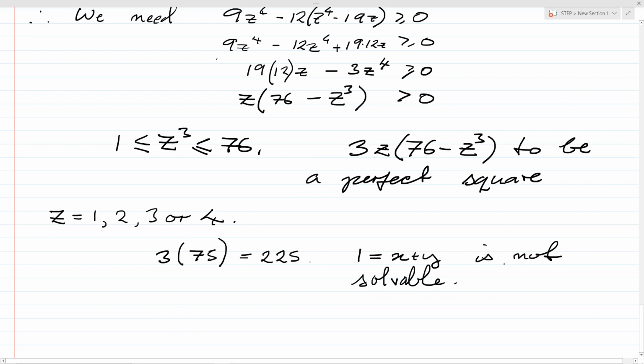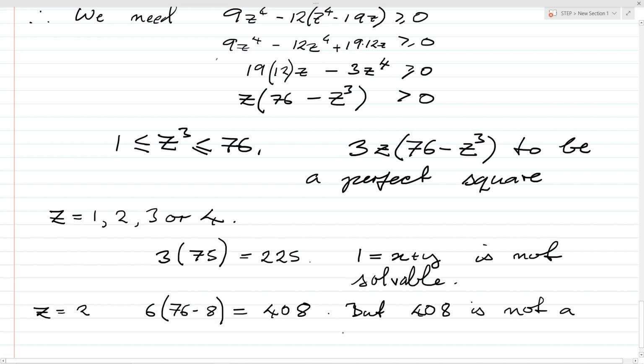So what we're going to do then is go to z equals 2. And we can see that what we get is 6 times 76 subtract 8, and that is equal to 408. Now, using the fact earlier that the last digit has to be a square number if the number itself is a square number, we can see that 408 is not a square number.